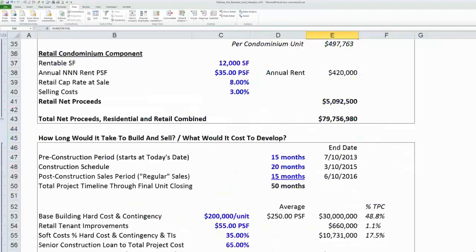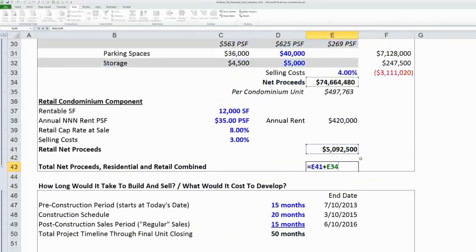We can do the same for the retail component, except here we're going to apply a cap rate just to the retail, whereas before we applied a single cap rate to both the office cash flow stream and to the retail on a commingled basis. And so when we add these two together, the residential net proceeds and the retail net proceeds, this is the answer to what amount of income could I generate.